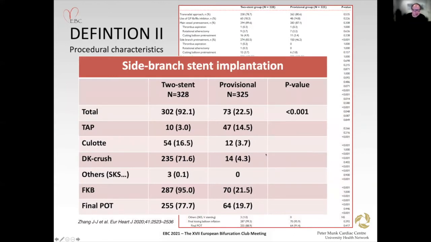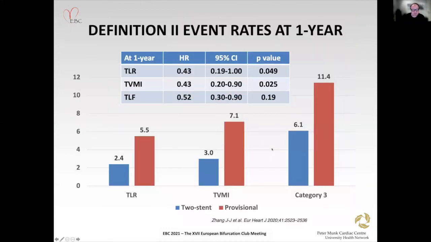Procedurally, the majority of the patients in the 2-stent group were treated by the DK crush technique, some with culotte, very few with TAP. In the provisional group, it was mostly, of course, 1 stent only in the majority of patients, with those who were treated with a 2nd stent in the side branch, TAP and culotte primarily utilized.